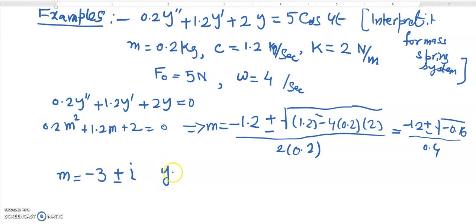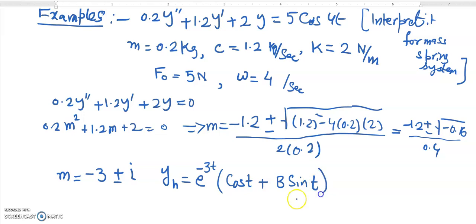So this will give us the homogeneous part of the solution. Because alpha is minus 3, it will be e to the power minus 3t times cosine of t plus sine of t, because now beta is 1. We need to use the arbitrary constants as well, so a cosine of t plus b sine of t. Okay, so this is the homogeneous solution.